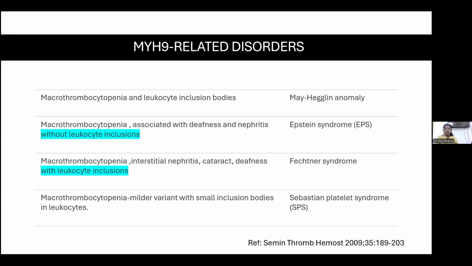And there are other syndromes under the umbrella of MYH9-related disorders, which were previously thought of as separate entities, but now they all come under the umbrella of MYH9-related disorders, to name the May-Hegglin anomaly, the Epstein syndrome, the Fechtner syndrome, and the Sebastian platelet syndrome.